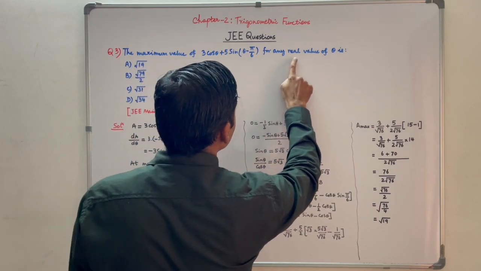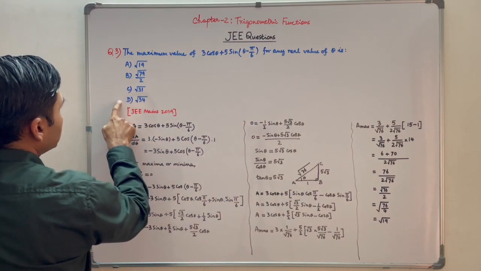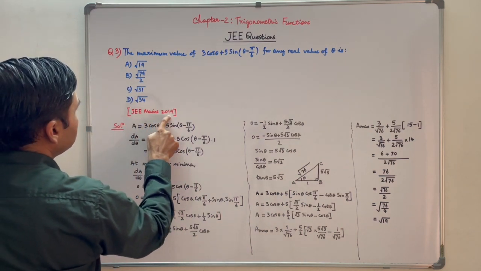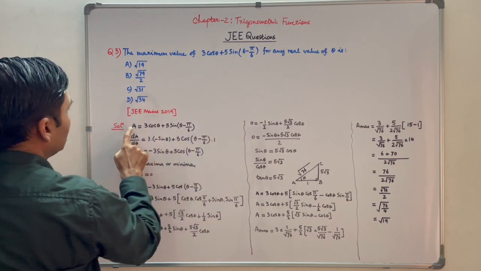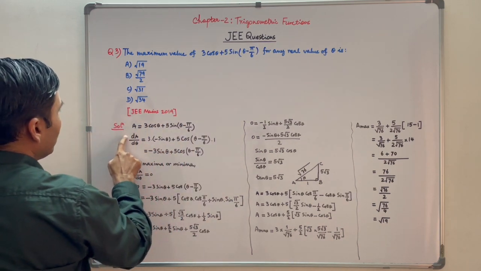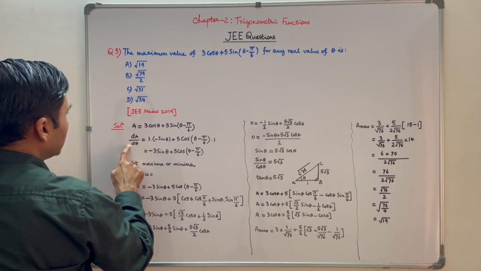Third question, the maximum value of 3 cos theta plus 5 sin theta minus pi by 6 for any real value of theta is. These are the options given. This question appeared in JEE Mains 2019. Suppose the given expression is equal to A. Then slope of tangent at any point is given by dA upon d theta.